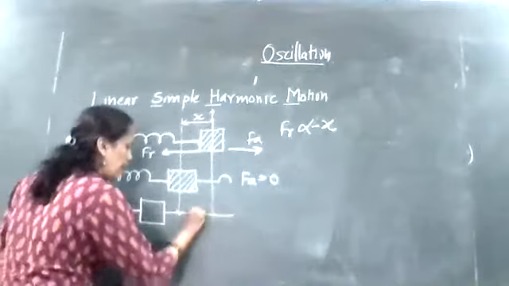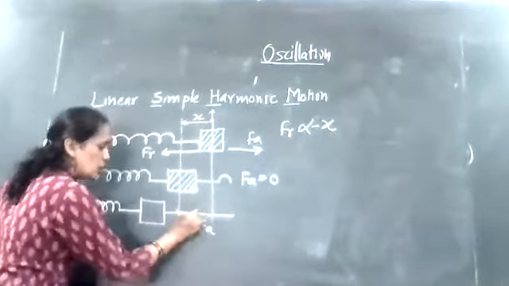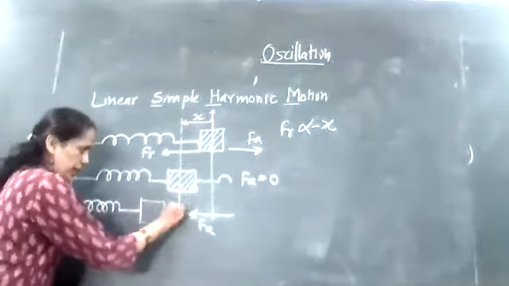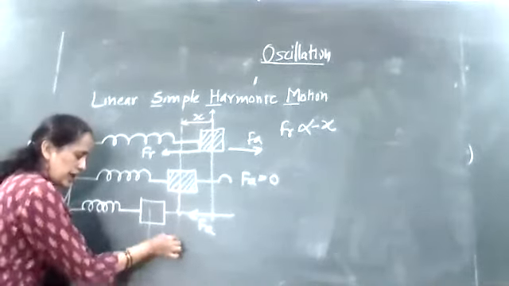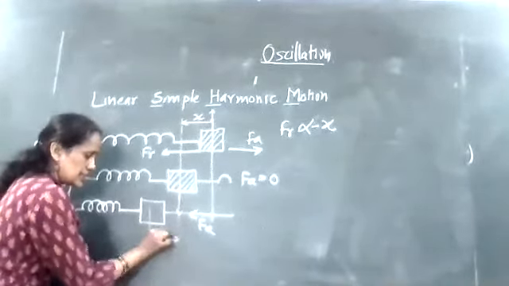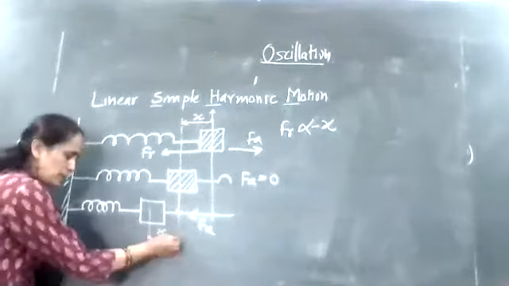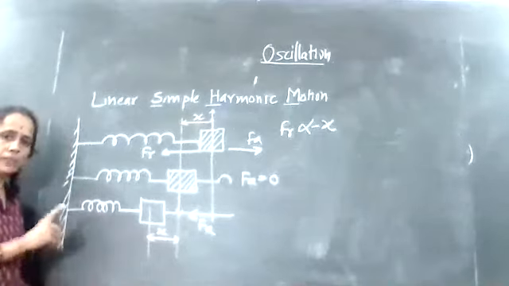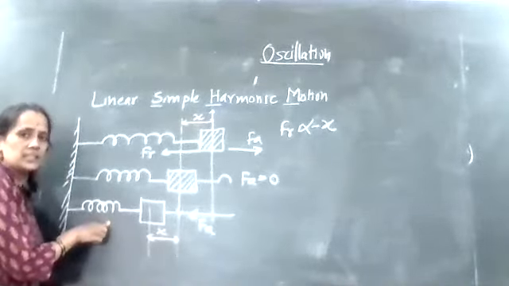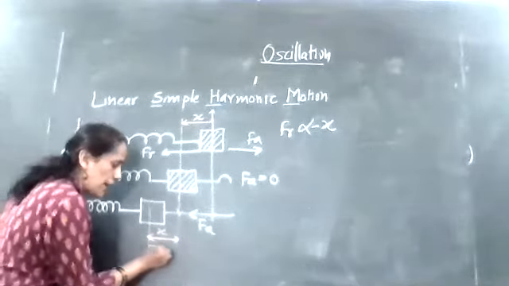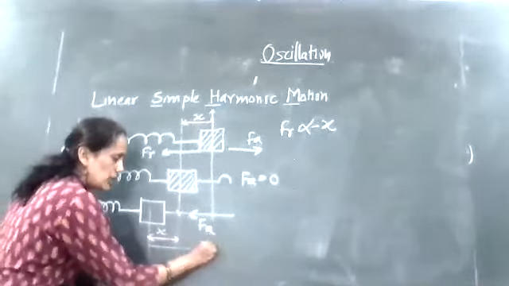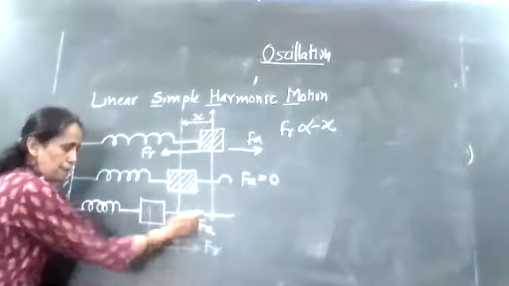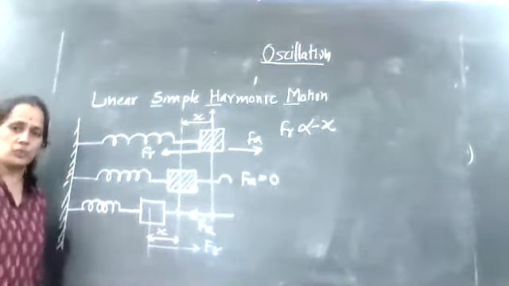Compressed means what? I'm applying force towards the rigid support, so this spring will get compressed through a certain distance x. The displacement during compression is towards the rigid support. But due to the property of elasticity, the spring wants to come back to the original position. So the restoring force will be away from the rigid support, and the applied force will be towards the rigid support.